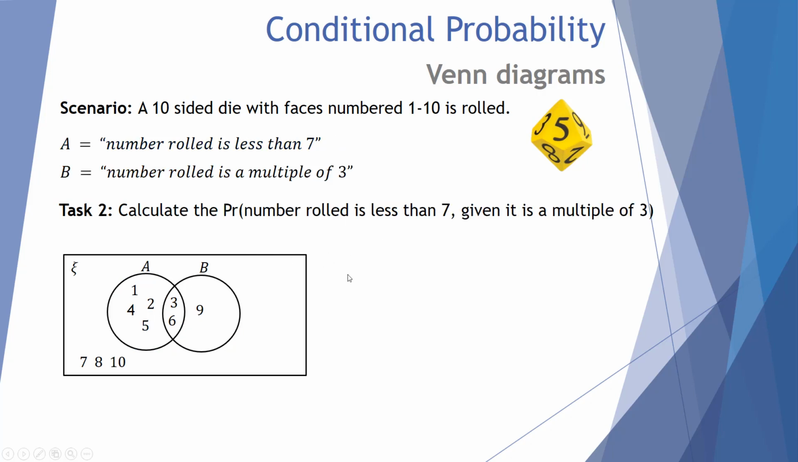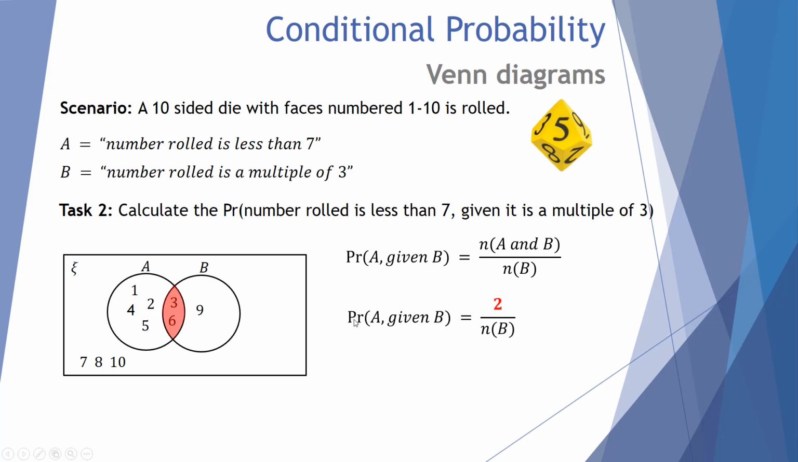So here we have our Venn diagram to represent this information. From that, let's now perform the following tasks. So task number 2, calculate the probability that the number rolled is less than 7 given it is a multiple of 3. So this is our conditional statement, given it is a multiple of 3. So to calculate this mathematically, the probability of event A given B, we have to look at the number of outcomes in both A and B divided by the number of outcomes in this given event B.